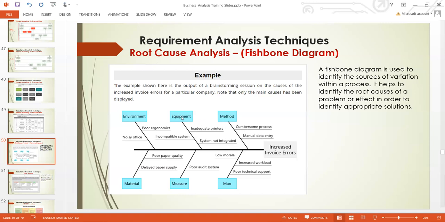Then we look at the equipment. How can we make sure that we are not having a problem from the equipment? Looking at the way they are doing it already, they have inadequate printers and the system is not integrated. How do we solve this problem? They need to make sure that they have enough printers that are working very well, and that the system is highly integrated. That is how to solve the issue of equipment.